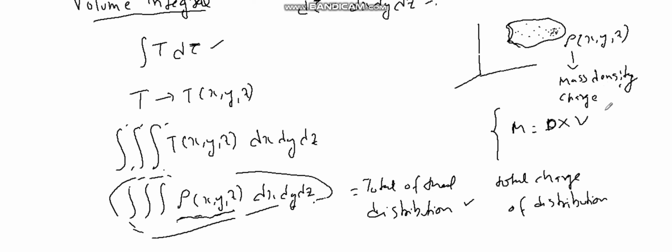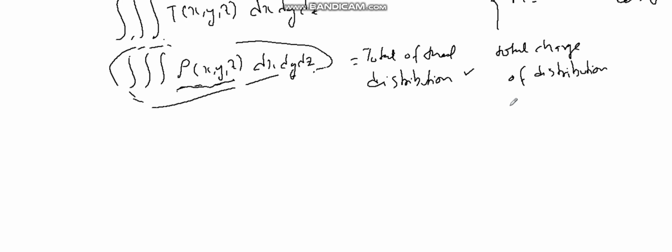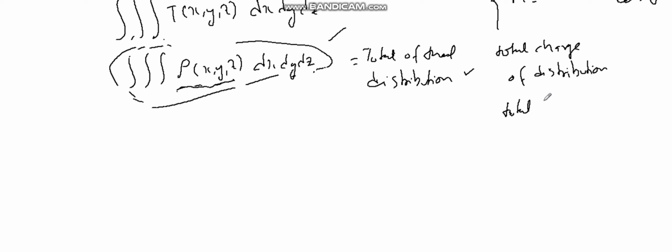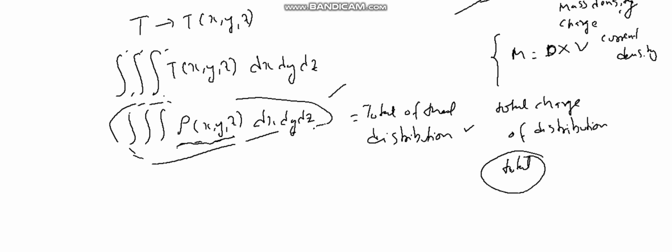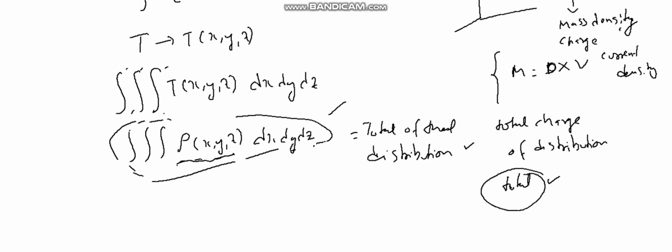Similarly, we can have the current density, right? So in that case we can have the total current distribution. Although in the case of the current, we do not use this volume integral, we use the surface integral. By the way, we will see this. Okay, so let's forget this current density for now.